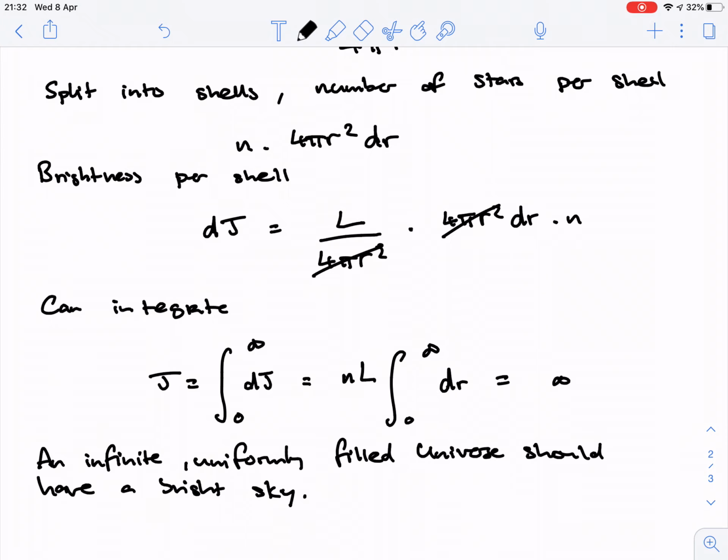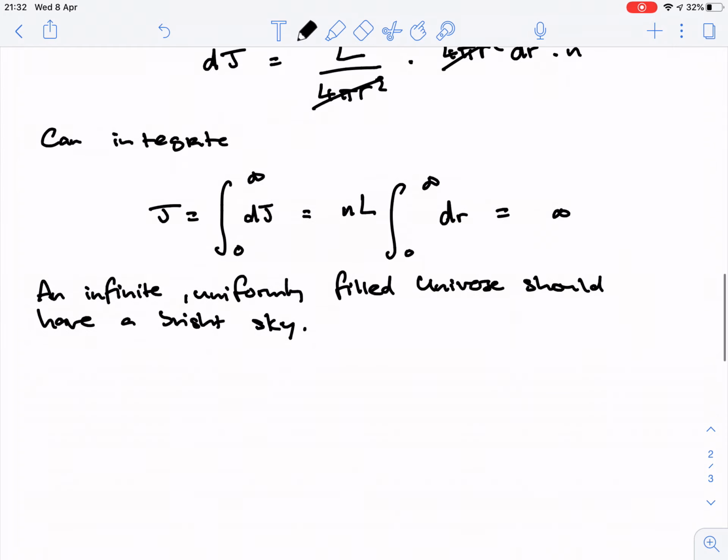And then you can ask what that means. What's the solution to that problem? Because clearly it is a paradox in the sense that the sky is dark. That means that some assumption here, an infinite uniformly filled universe, is wrong.